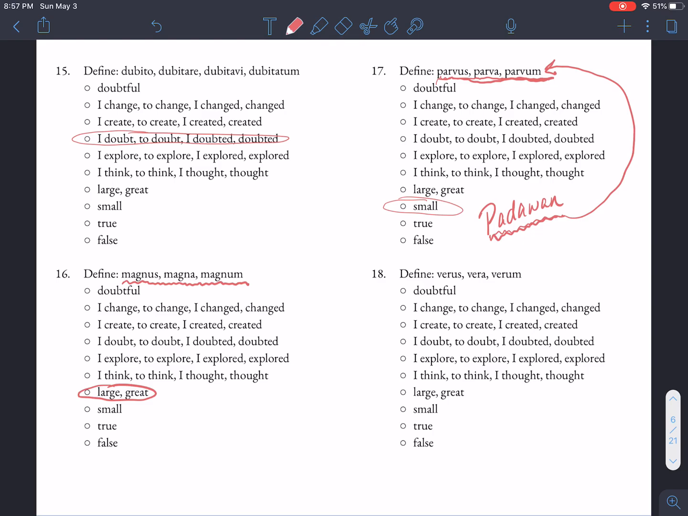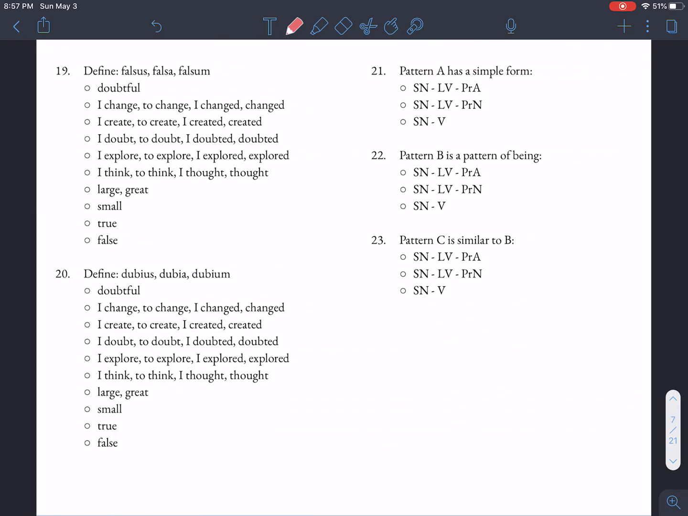Next, verus, vera, verum is true. Number 19, falsus, falsa, falsum is false. That one's pretty easy. Dubius, dubia, dubium is doubtful. Now remember, you know this verb here. I'll write it out. Dubito, dubitare, dubitavi, dubitatum.